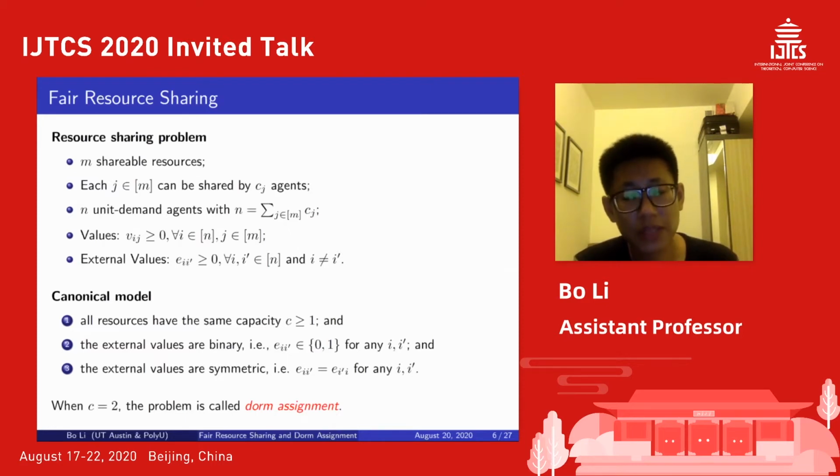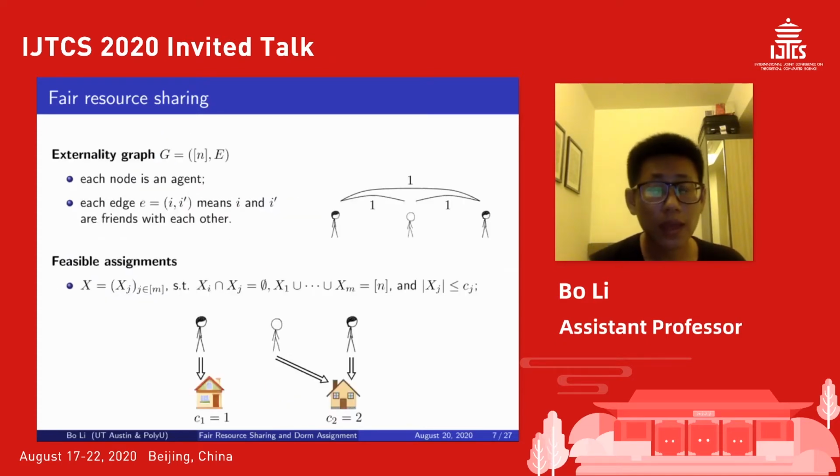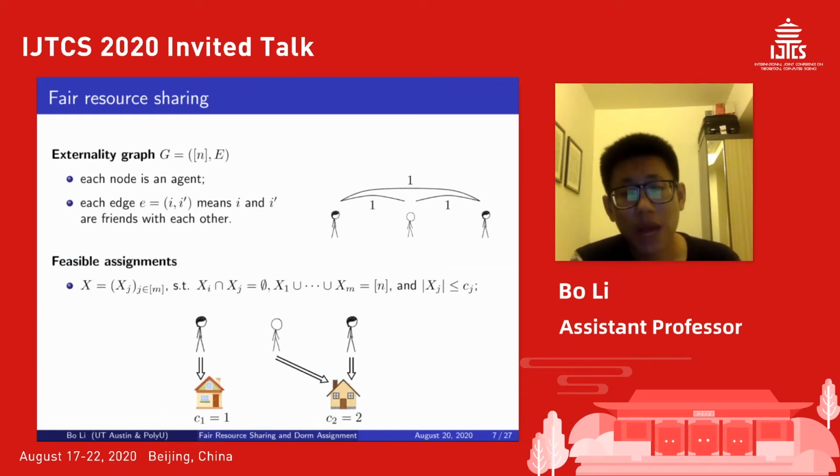And an even more special case is when the capacity is 2. When C is 2, the problem is actually the DOM assignment problem. And our major positive result is on this model. We use graphs to describe the external values of the problem. And for canonical models, this could be described as a simple graph. In this graph, every node is an agent. And if there is an edge between two agents, i and i prime, it means i and i prime are friends with each other. So they have external value 1 with each other. And if we focus on the general model, we can just use a weighted and directed graph.